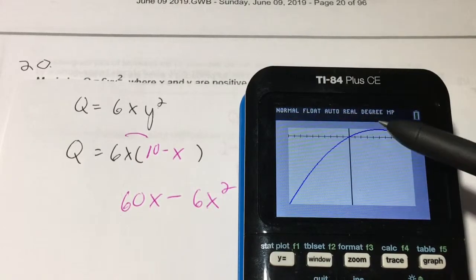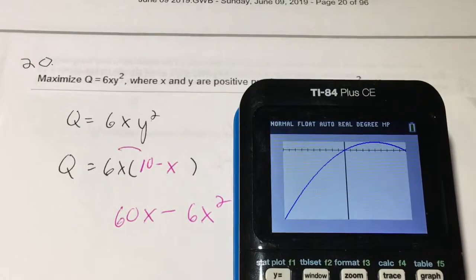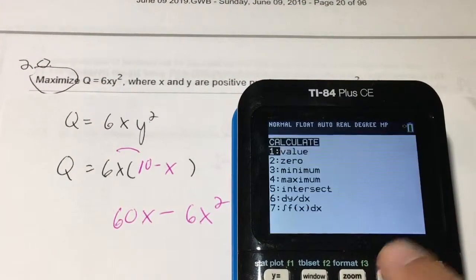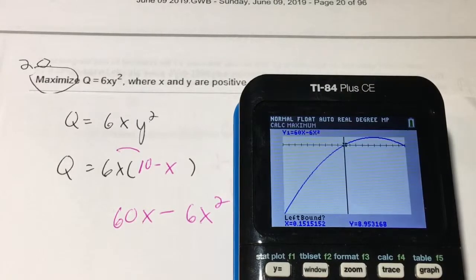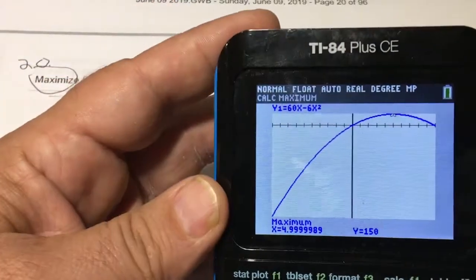And I'll find that maximum value. The x maximum value will actually maximize this graph. So I'm going to look for the x value for the vertex. So I'm going to hit second, calc, maximum. I'm going to left bound it right towards the tip of that vertex. Then I'm going to right bound it. And it looks to be 5, 150.